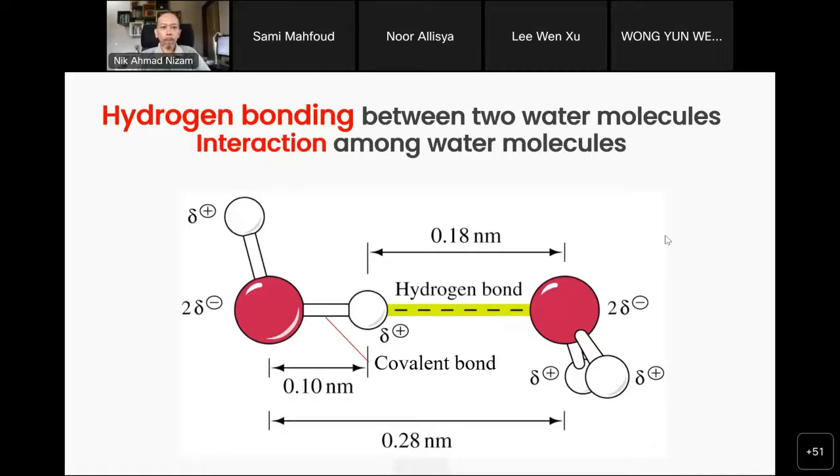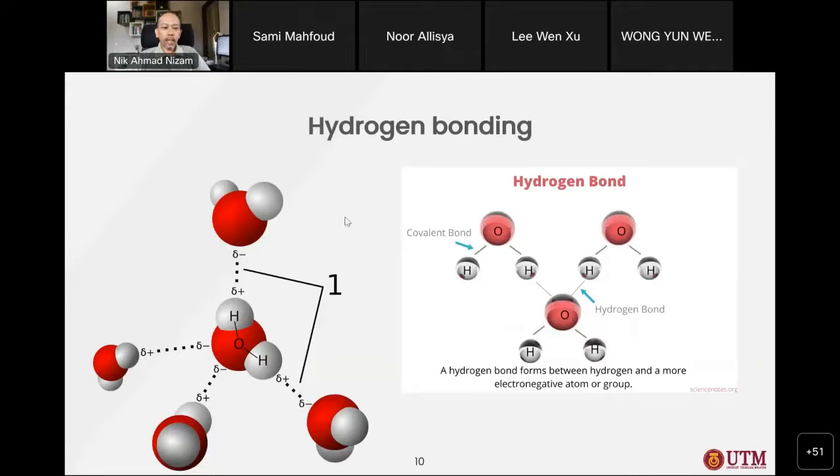Okay, so these are hydrogen bonds among water molecules. Between the hydrogen and a more electronegative atom, H and also O. O and H is the covalent bonding. H and O is the hydrogen bonding. So these are water molecules and these are the water molecules. Okay. So that's actually the importance of the illustration.